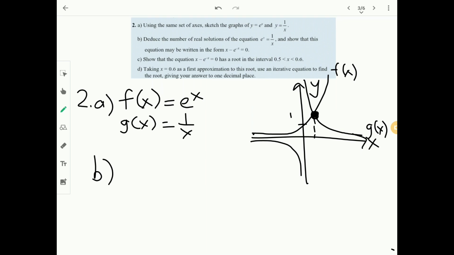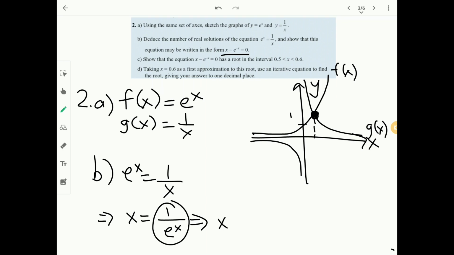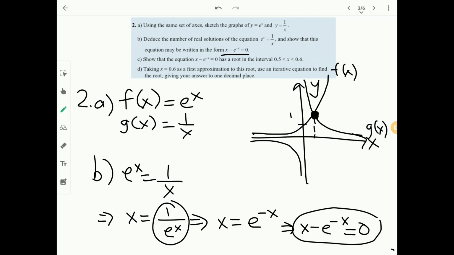And now let's see how we can rearrange this equation. We see that e^x equals 1 over x. Now let's take the reciprocal, let's flip them. So that's x equals 1 over e^x, right? When we solve this part, we should get x equals e^(-x), because it's a minus power. And then we just take this to the other side, we get x minus e^(-x) equals 0.